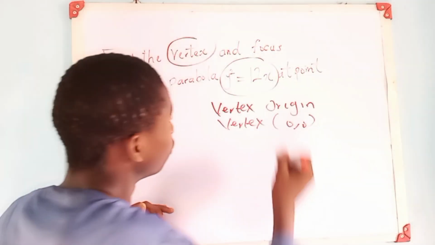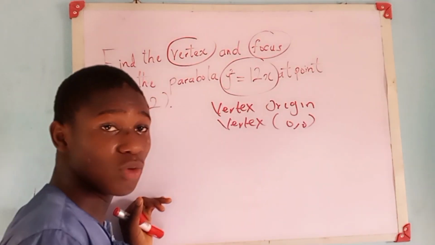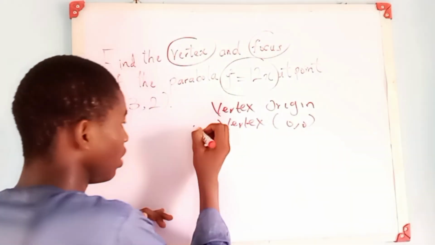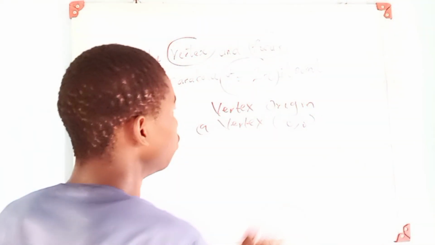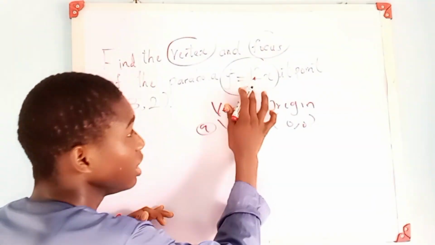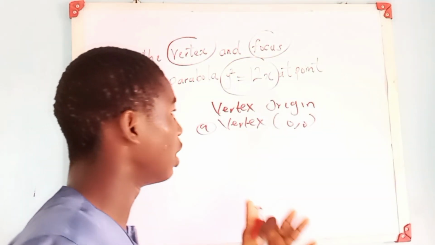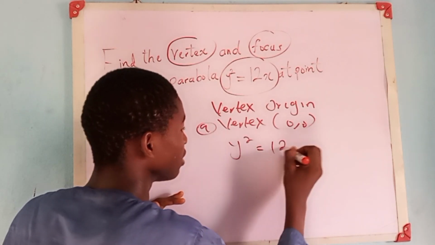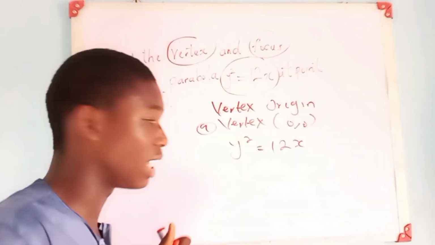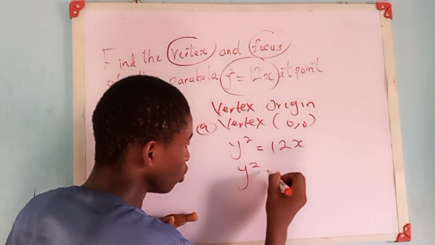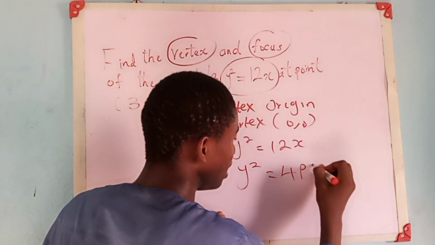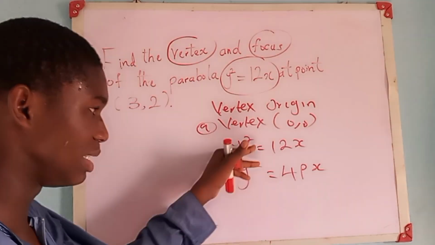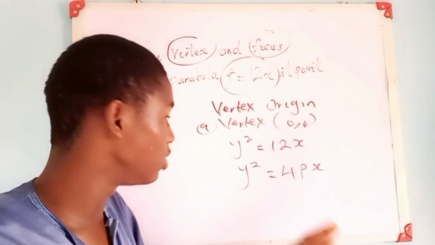Now, what are we looking for next? The focus. So we've gotten our vertex, 0, 0. Now, what is our focus? If you look at this formula, there's a formula of a parabola that's like this. If I have y squared equals 12x, the formula for a parabola says y squared equals 4px. Now look at this formula and this. They are correlated, right? Yeah, they are correlated.